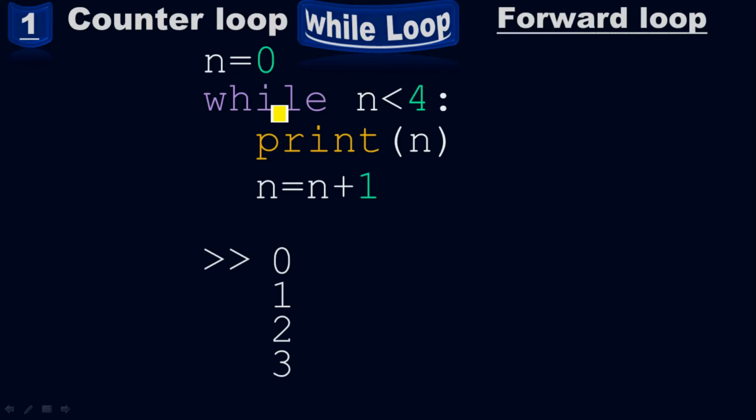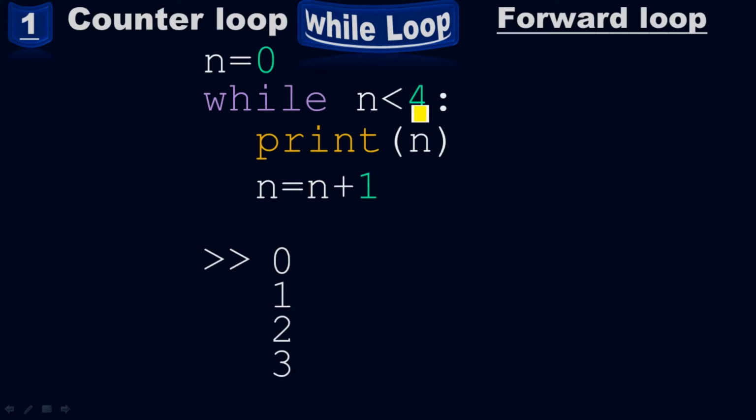It is actually a while loop. This while loop is called the counter loop or the counter forward while loop. Now look at here. Initially n equals 0, and then we have used a while loop here. While n is less than 4, with the colon, press the enter button and your new line will start from here. Take the print of n, and then add another statement: n equals n plus 1. When you run it, you will get 0, 1, 2, 3.